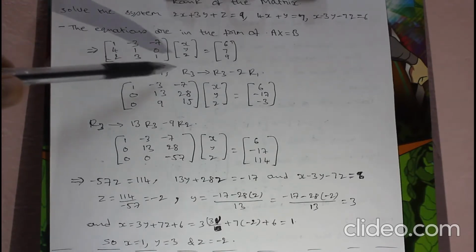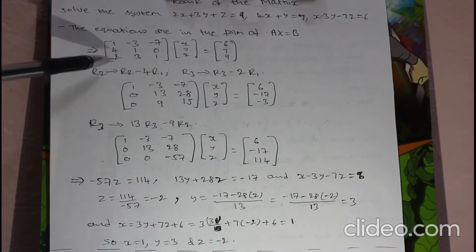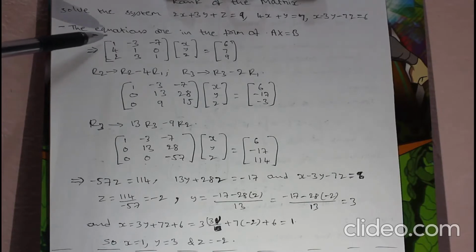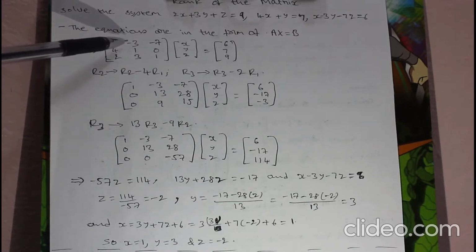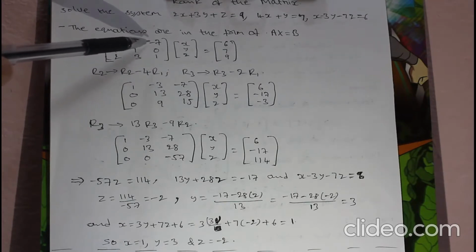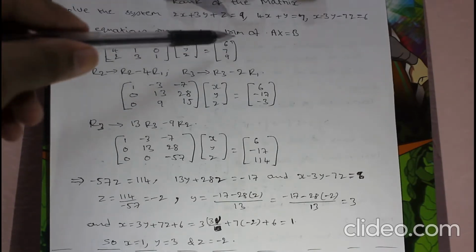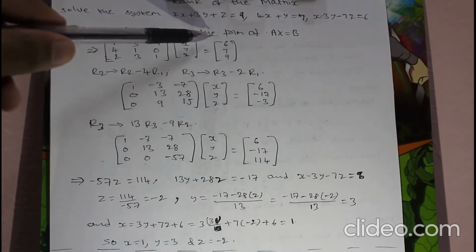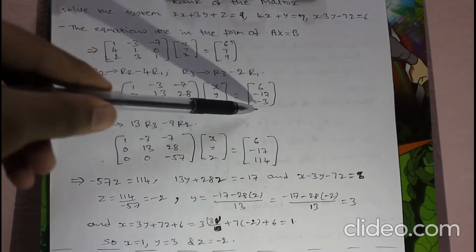First one is R3 is R3 minus 2 into R1. So 2 minus 2 into 1, that is 0. 3 minus minus becomes plus, 2 into 3, 6 plus 3, 9. 1 minus minus becomes plus, 2 into 7, that is 14, so 14 plus 1, 15. And here 9 minus 2 into 6, so 9 minus 12, that is minus 3.